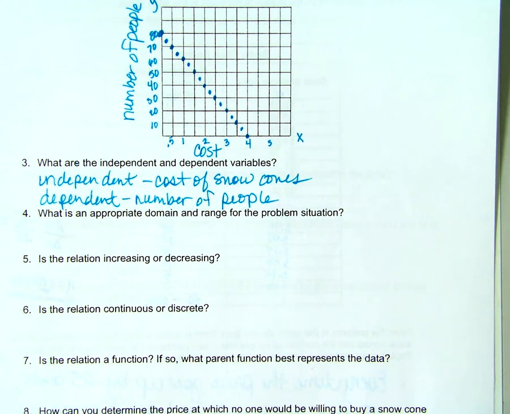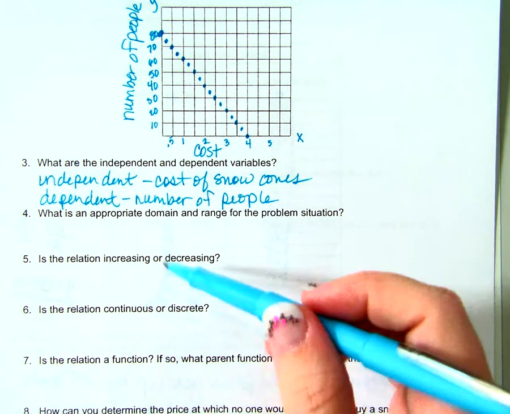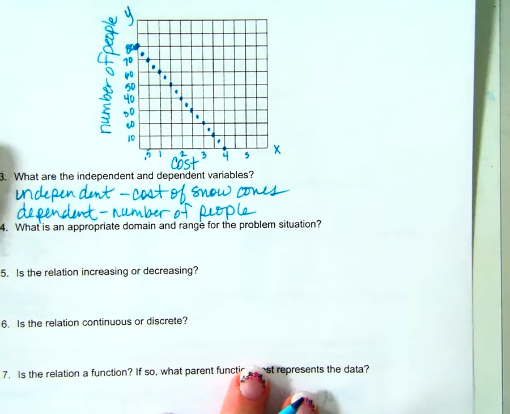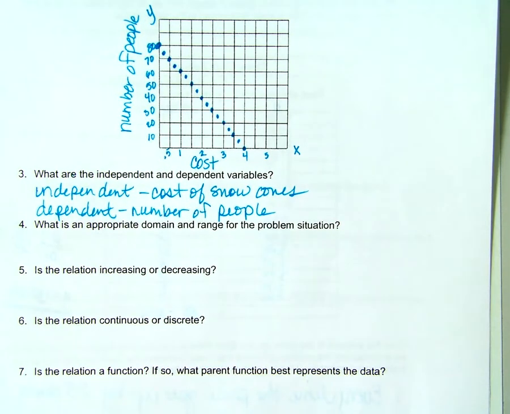Does it matter how we write domain and range? Yes, and it's based on if it's discrete or continuous. So let's figure out if it's discrete or continuous first and then go back and write the domain and range. Okay, so is this discrete or continuous? Can you tell me why you think it's discrete? It's just a bunch of dots.